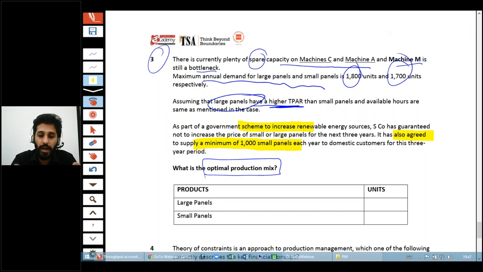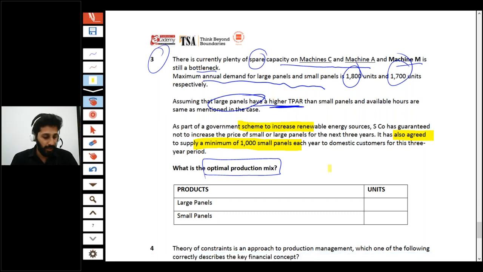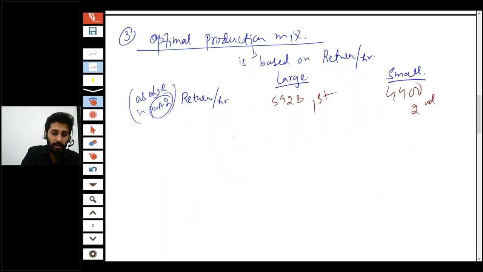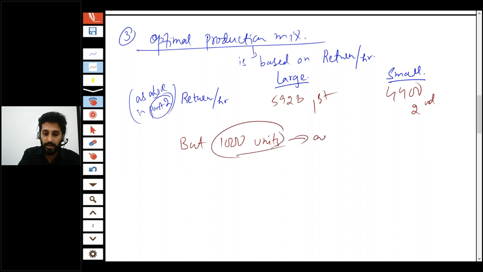So there are 1,000 units to be supplied under the government scheme. It was agreed. So first we will produce these, regardless of the profitability ranking. I am writing here: 1,000 units as an agreement with the government. So we will produce.